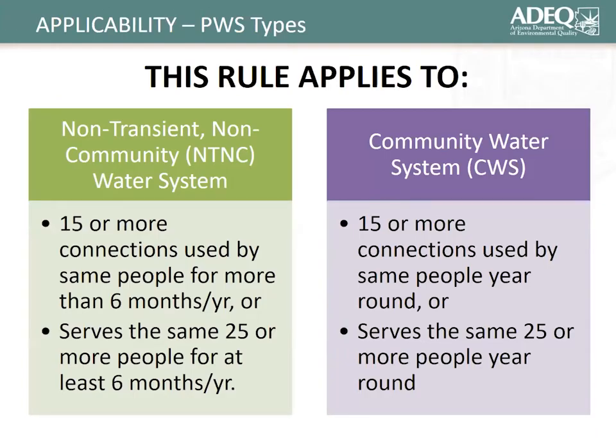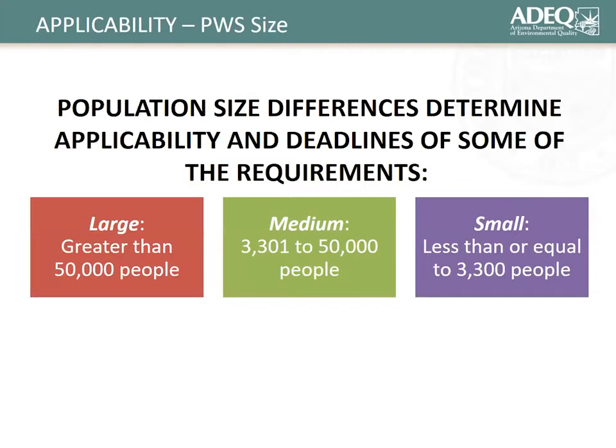So, looking into the applicability of the Lead and Copper Rule under the Safe Drinking Water Act, who does this apply to? Under the Safe Drinking Water Act, we have 3 different types of water systems, and 2 of those 3 types are required to monitor for lead and copper at their taps. We have non-transient, non-community water systems, which are typically water systems that serve the same people for more than 6 months out of the year, or the opposite, community water systems that serve the same 25 people year round.